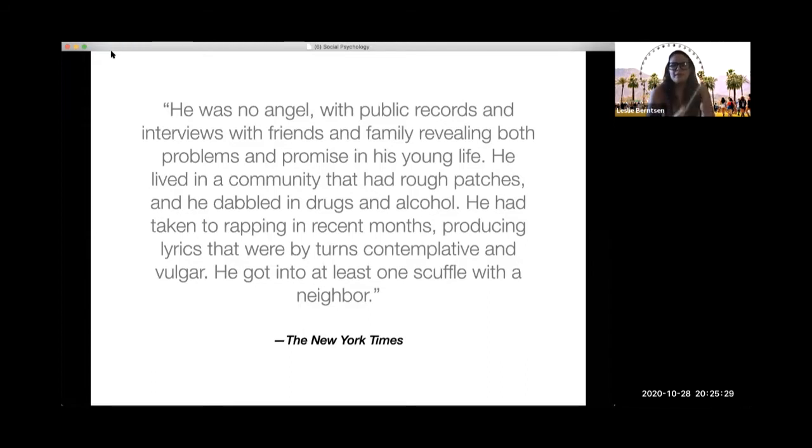Okay, so I read that and I ask all of my students, what kind of impressions do you get about the person that is being described? And that's the question I'll pose to all of you.